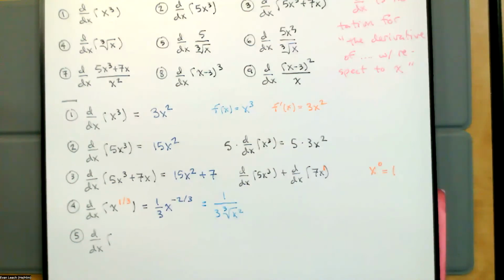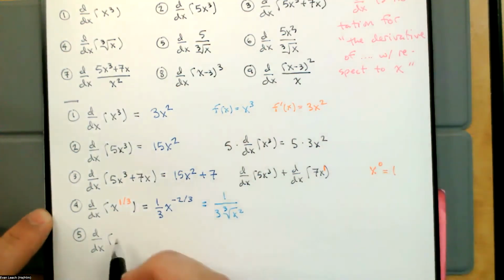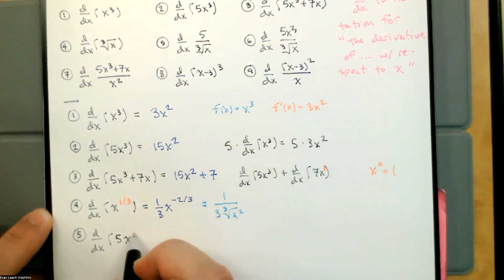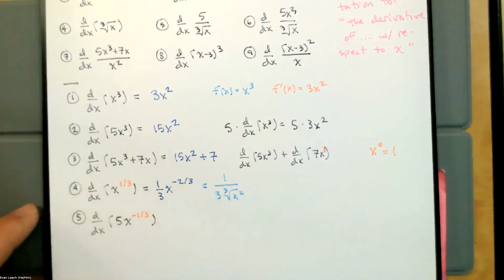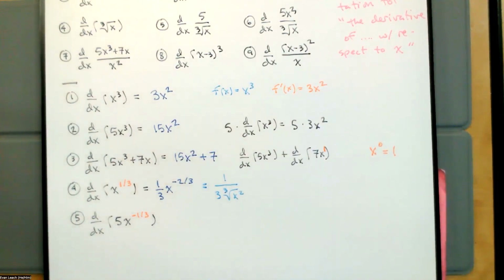Now, what's the default exponent? 1. The 5 is not part of this cube root business. It doesn't have a negative exponent. So we've got to read that as just a regular 5. It's the x that has this negative 1/3 exponent, not the 5. If I wanted the 5 to have the negative exponent, I would have had to put parentheses around it. It's just a 5. So what's our derivative going to be here?